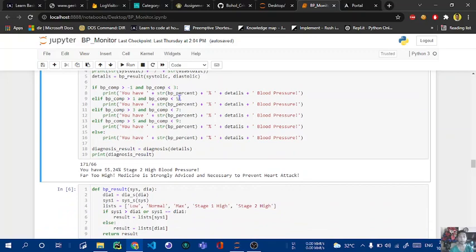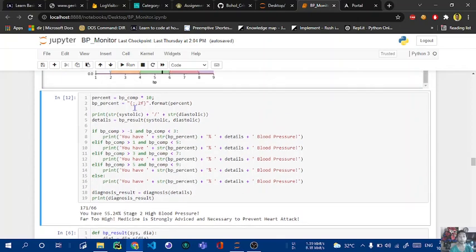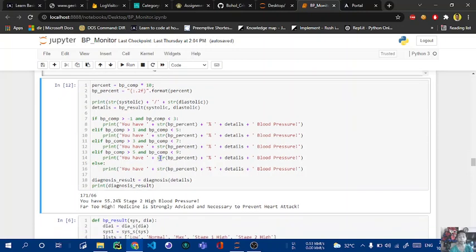Here we printed out the 4, and based on the BP comp, which is 5.24, we check: if BP comp is greater than 3 and lesser than 7, we print: you have 55.24% of stage 2 high blood pressure.